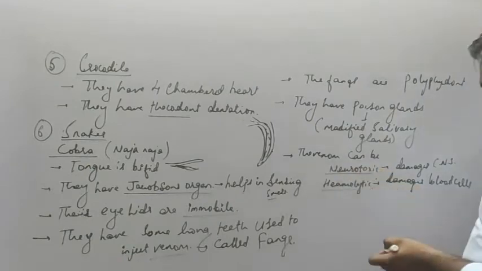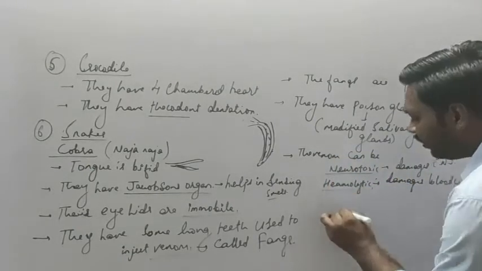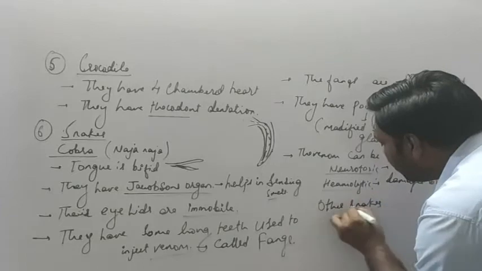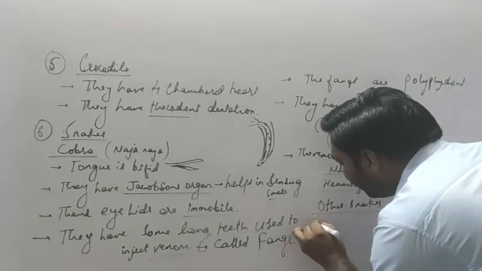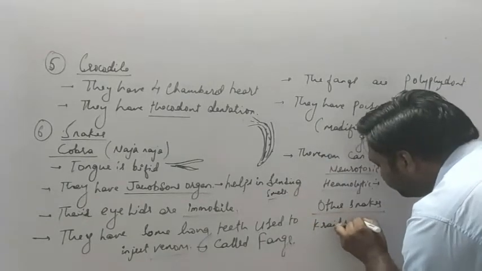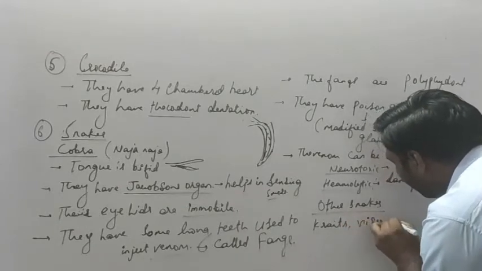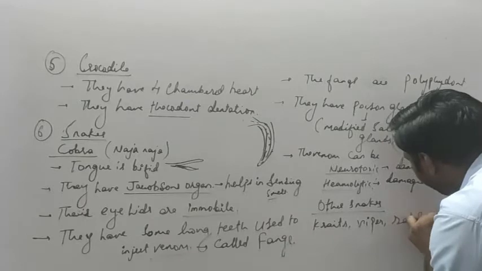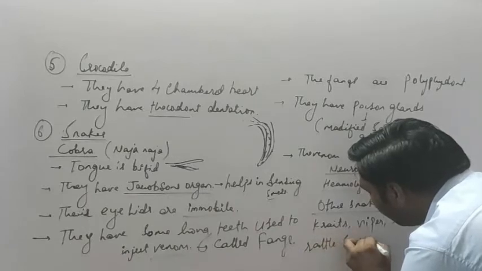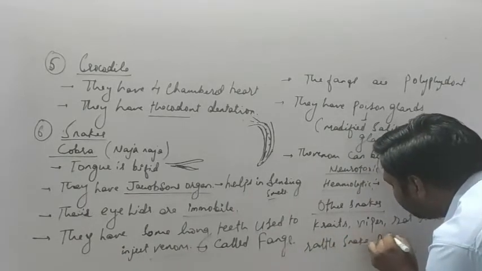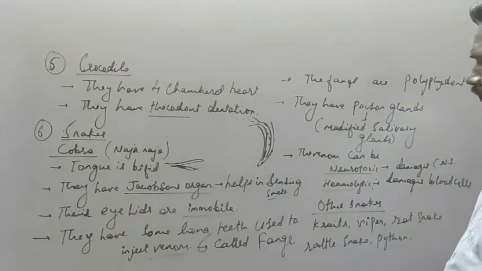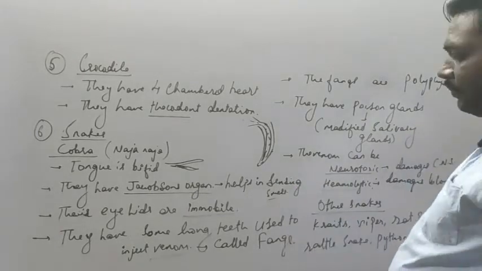The next, this is the venom, and other snakes are also there. Other snakes like we have the kraits, then viper, then rat snake, then rattlesnake, and python. So these are the different types of snakes. So this is the general characteristic feature of the snakes. So that is about the examples.